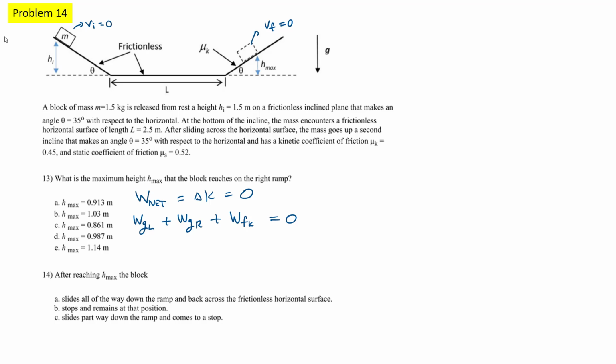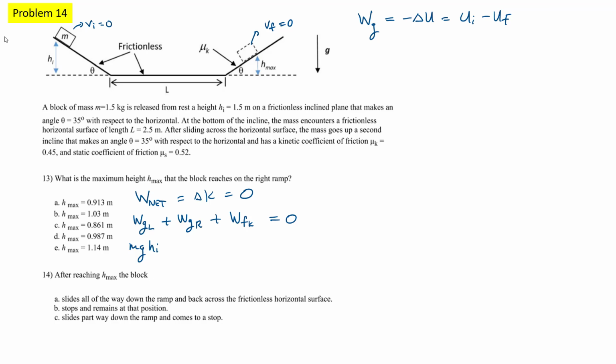All right, the work done by gravity on this left ramp, if it's a conservative force, we've done this many times now, I can write as minus the change of gravitational potential energy. It's Ui minus Uf. So what is Ui? Well, that is mghi. That's easy.